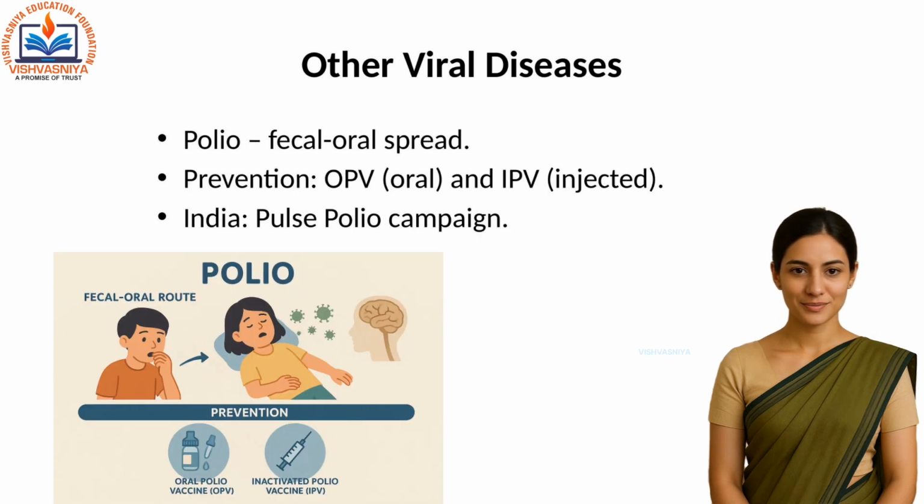Next is polio. It spreads through the fecal-oral route and can invade the nervous system, sometimes causing permanent paralysis. Prevention is through vaccines, the oral polio vaccine, OPV, and the inactivated polio vaccine, IPV. India's Pulse Polio campaign was a massive drive that helped in almost eliminating the disease.